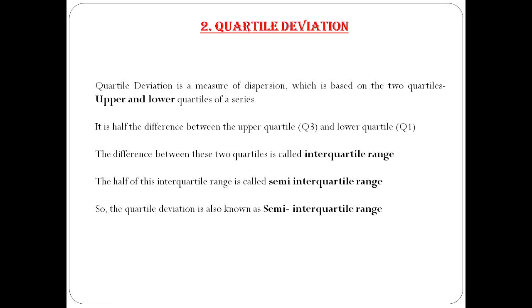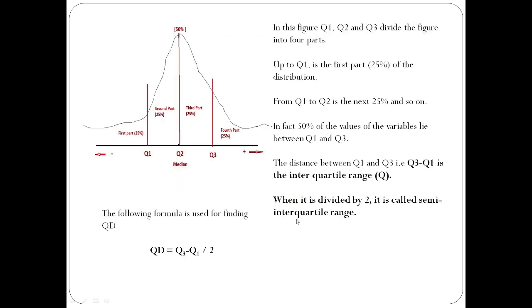Now what is quartile deviation? It is a measure of dispersion which is based on two quartiles, the upper and lower quartile of the series. It is half the difference between the upper quartile, represented as Q3, and the lower quartile, Q1. The difference between these two quartiles, that means Q3 minus Q1, is known as the interquartile range, and half of this interquartile range is called the semi-interquartile range. So the quartile deviation is also known as the semi-interquartile range.